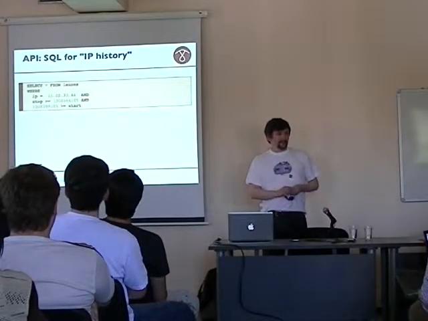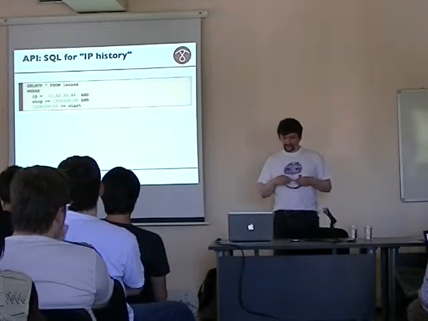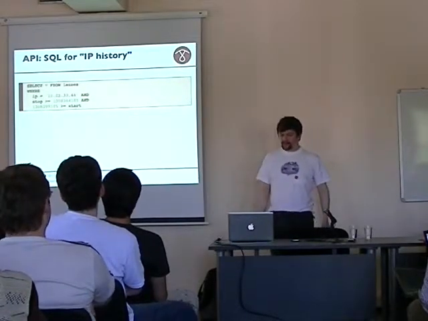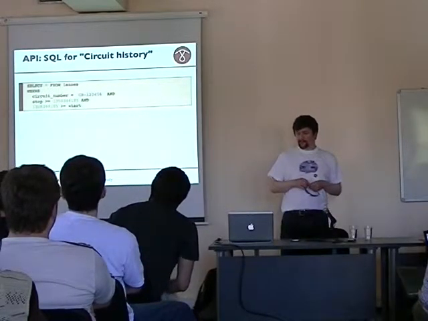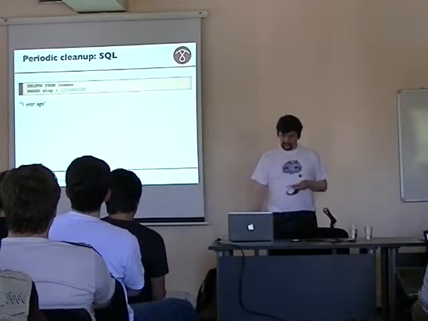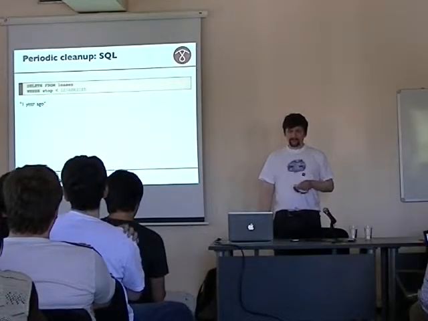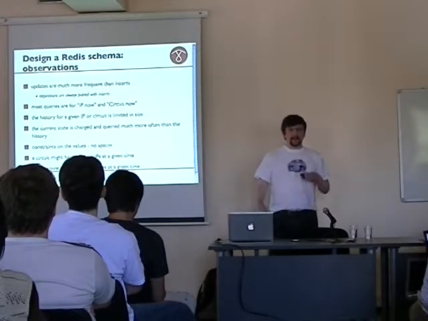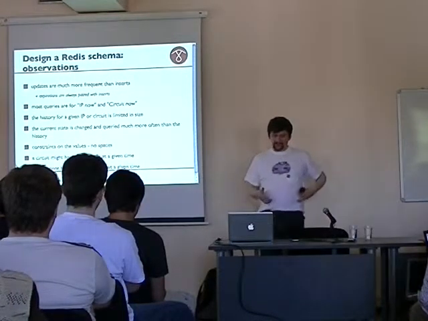IP history is pretty simple, except that our range will be different, because we actually have the start and stop times in our query. And the same for the circuit history. And periodically we delete the old stuff from this. And that's about it. That's all the queries we actually were using with Postgres for this application.